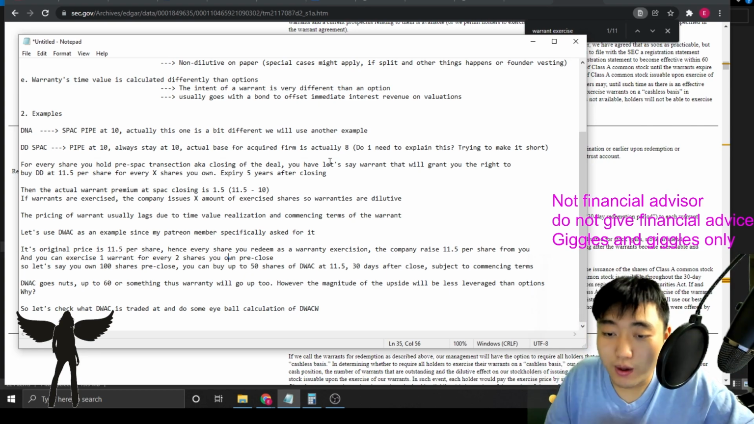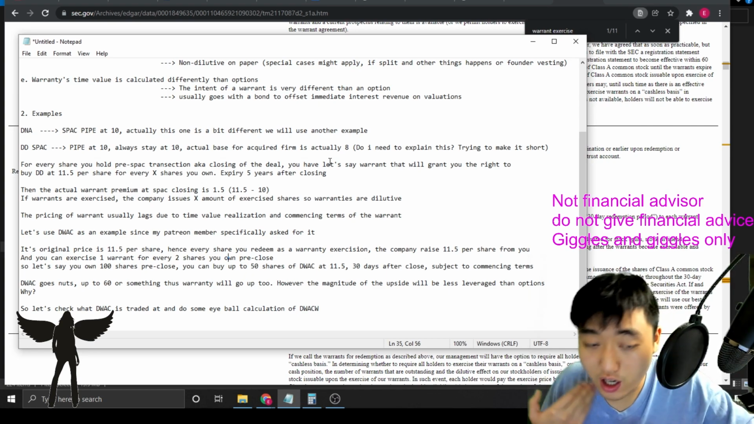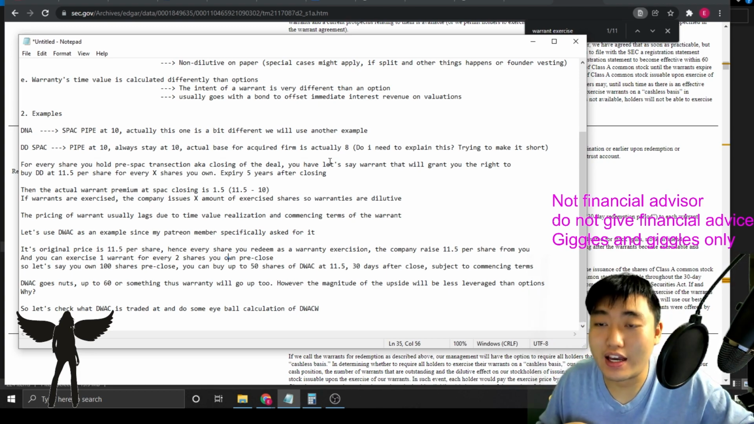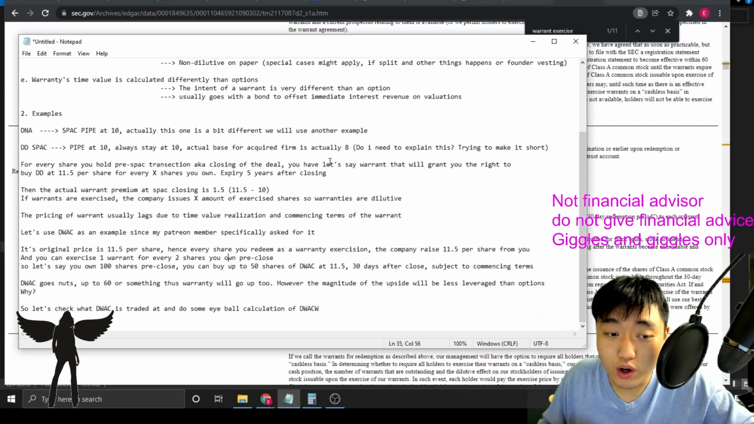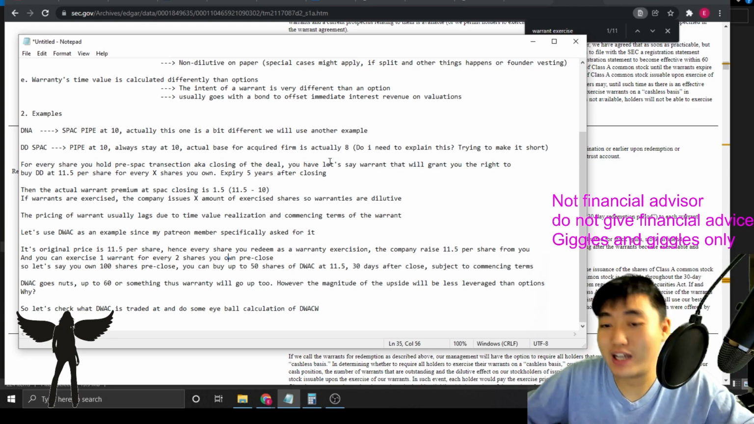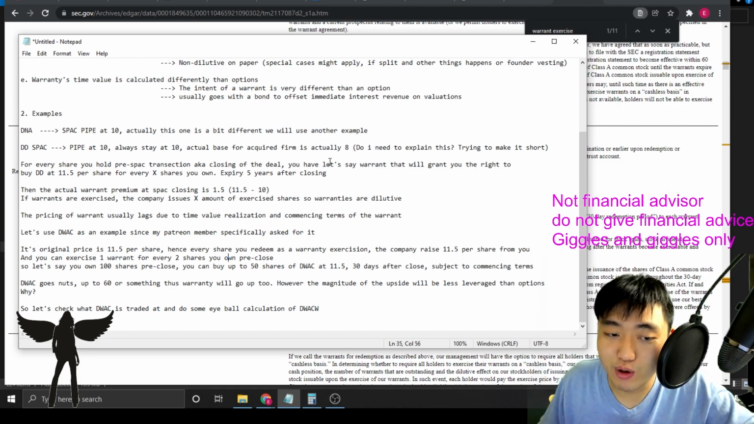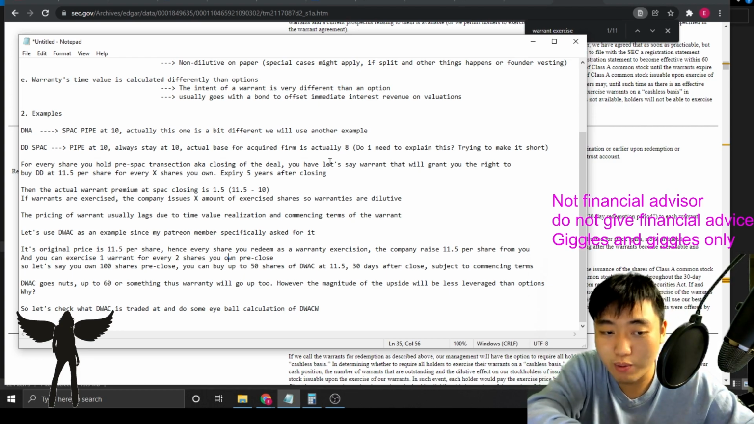However, the magnitude of the upside of the warrant will be less leveraged than an option contract. Why is that? Because in order to exercise a warrant, you have to pay the $11.5 per share. That means if you want to exercise 100 shares of your warrant, you have to have at least $1,150 in hand to do that exercise, and you have to wait a period of time for the exercise to go through, and then you will get the base cost, whatever base cost you get. In this case, it's technically $10 of base cost, and then your implied gain will be $60 in this case because we're saying DWAC went nuts and went up to 60.